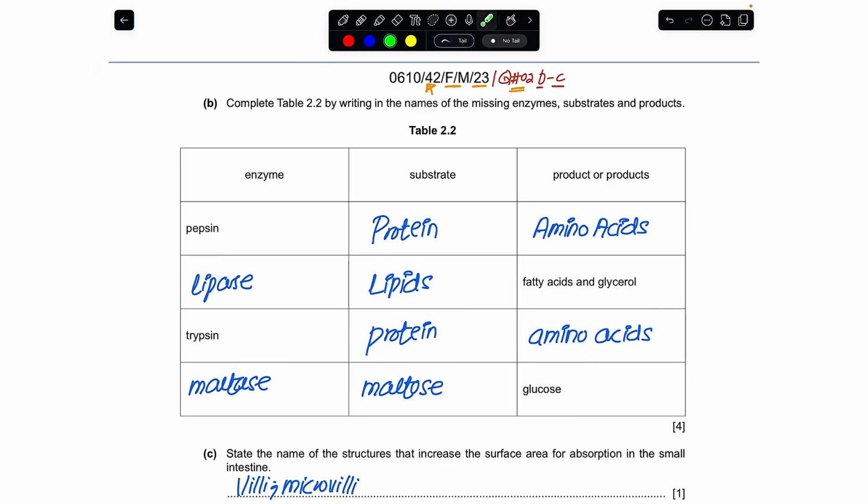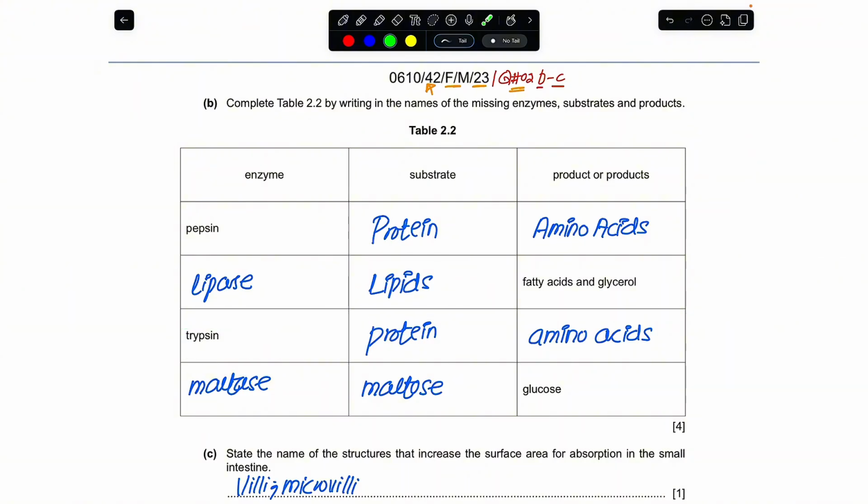So again, the table is the same. We have the enzyme here, we have the substrate, and we have the product or products. They gave us the name pepsin, and we know pepsin acts on protein, and the product we would be making out of it is amino acids. They gave us this end product, which was fatty acids and glycerol. So the enzyme working would be the lipase enzyme, and the substrate on which it would work would be lipids. The trypsin, we know, is released from the pancreas.